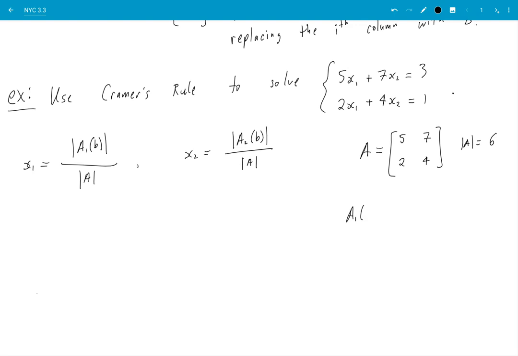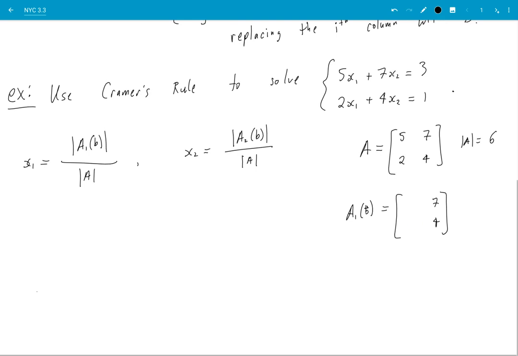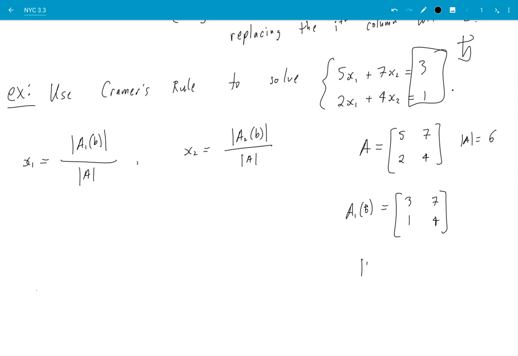Now A1(b). Okay, b should have an arrow on top, but it's kind of awkward to draw. There we go, I got it. Now what is A1(b)? What you do is you start with A, and then you erase the first column, because there's a 1 here, and plug in your b instead. Okay, so my determinant of this thing is 12 minus 7, 5.